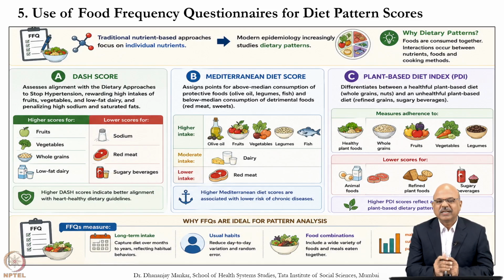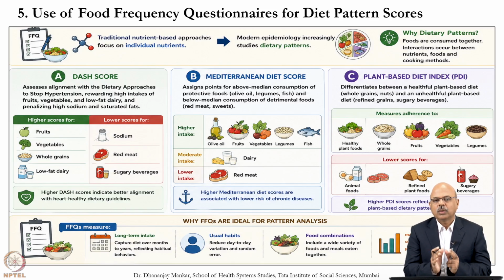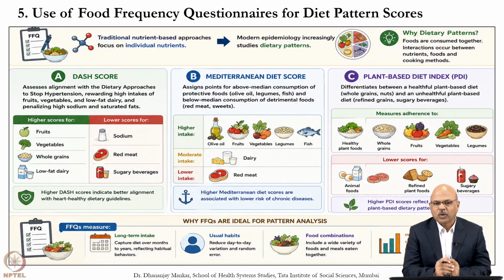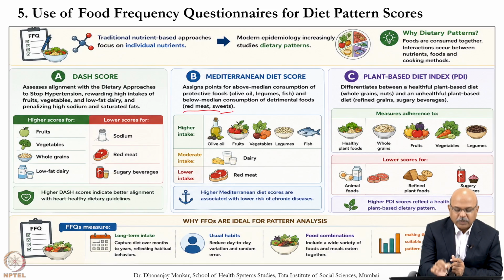Now we'll try to understand the Mediterranean diet score. In the Mediterranean diet score, it assigns points for above median consumption of protective foods which lower the inflammation, like olive oil, legumes, fish, sesame oil, and also below median consumption of detrimental foods, which increase the inflammation, lower the immunity or increase the risk of cardiovascular disease. Red meat and sweets particularly.